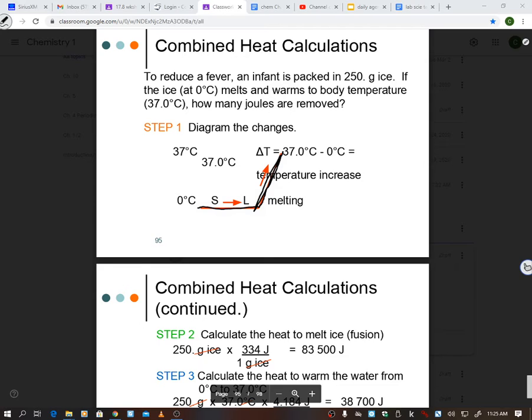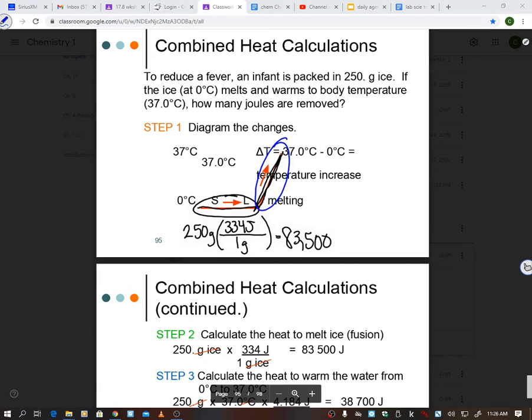So what I'm going to have to do is a math problem for this. And that magic number was 334, so I'm going to take 250 grams. And I know that for 1 gram, it takes 334 joules of energy. And let's see what that is. Let's get that number first before I move on. Pull my calculator up again. Okay, so 250 times 334. So this is 83,500.